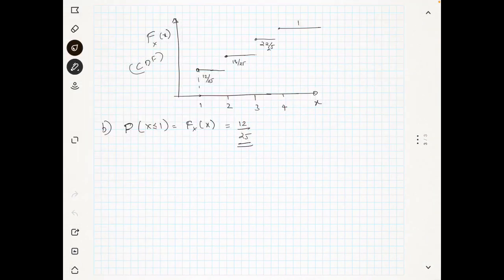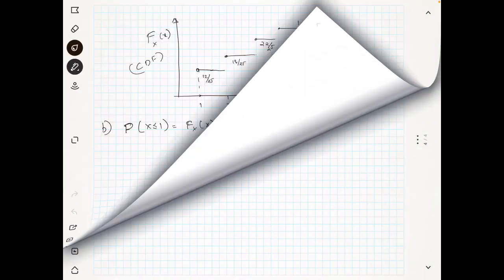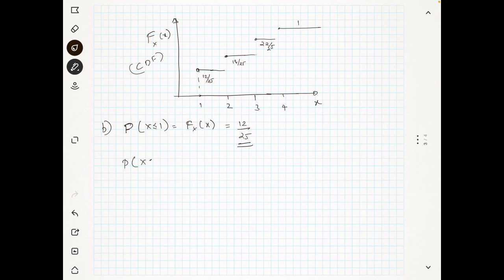The next part is you have to find the probability that x is less than 2.5. That means the probability that x is equal to 1 plus the probability that x is equal to 2, since these are the only values less than 2.5. So this is nothing but 18 by 25.